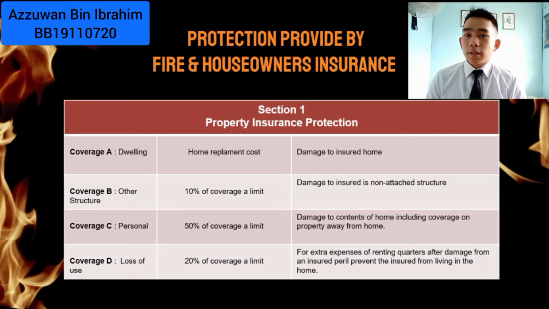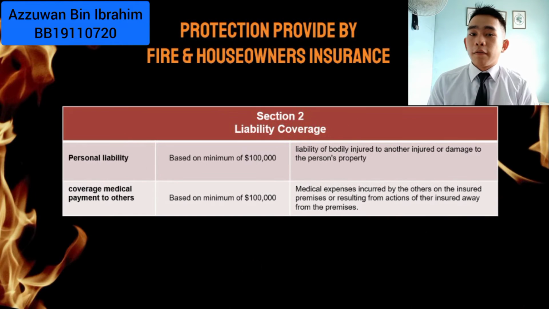Coverage C, personal property, is based on 50% of the coverage A limit for damage to contents of the home, including coverage on property away from home. Coverage D, loss of use, is based on 20% of the coverage A limit for extra expenses for renting quarters if damage from an insured peril will prevent the insured from living in the home.